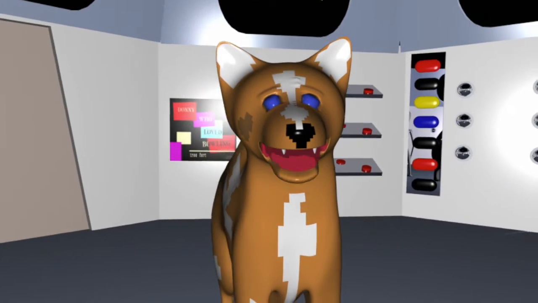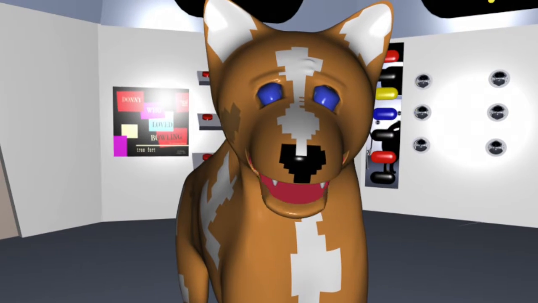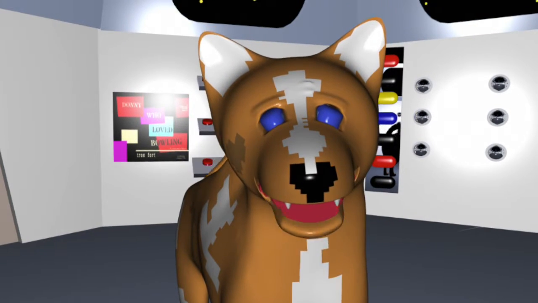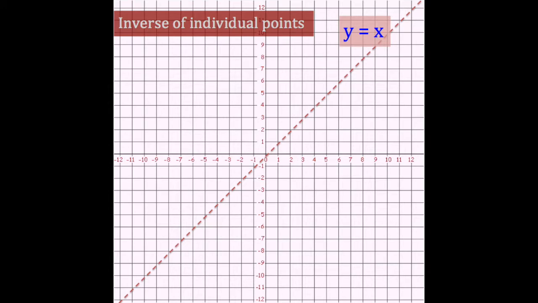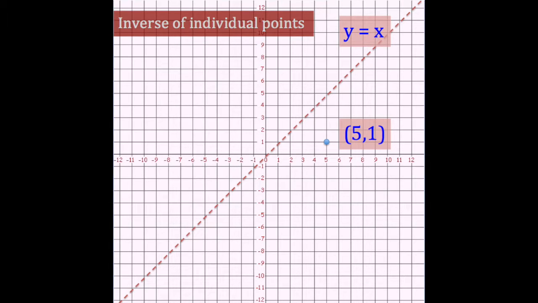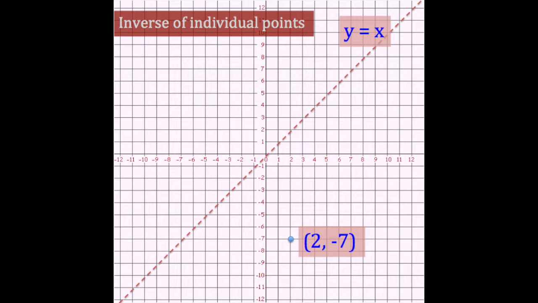What if we are shown a function on a graph without knowing what that function is, and we need to show the inverse of that function? In order to do that, let's first look at finding the inverse of individual points. If we have a point at 5, 1, all we have to do is reverse the order of the x and y to find the inverse of that individual point. And that point is 1, 5. What is the inverse of this point?